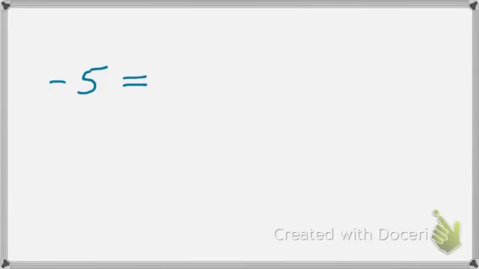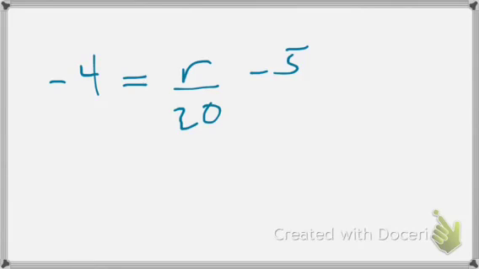Okay, number 4 says negative 5 equals r over 20 minus 5, right? Negative 4. The wrong number here. Okay. All right, so you'll see this in a minute. Let me pull it up on the screen.